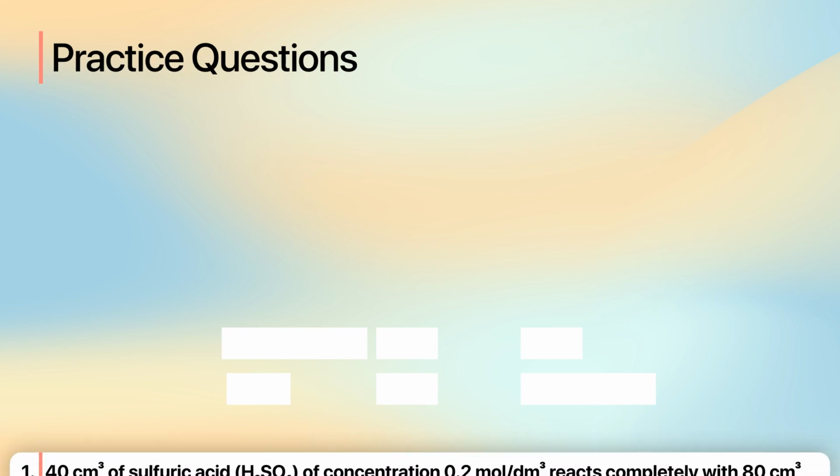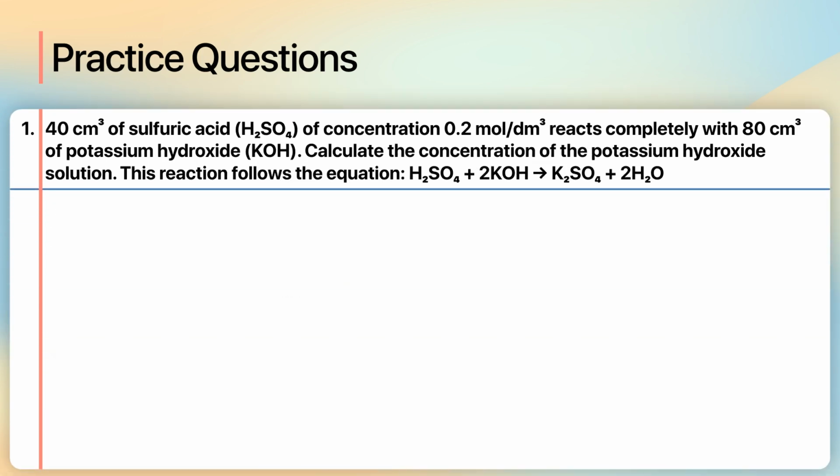Let's look at some questions to put what we have learned today into practice. 40 centimeters cubed of sulfuric acid of concentration 0.2 moles per decimeter cubed reacts completely with 80 centimeters cubed of potassium hydroxide, KOH. Calculate the concentration of the potassium hydroxide solution.